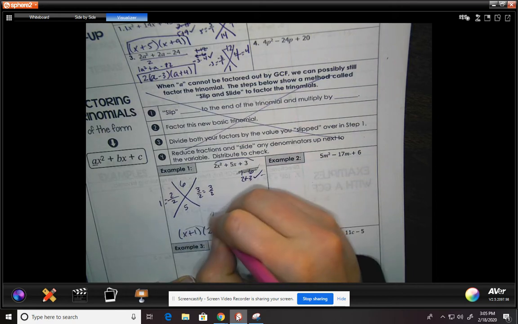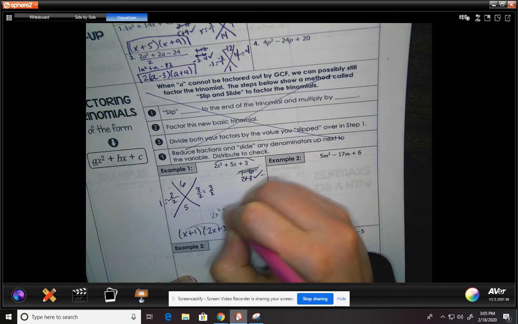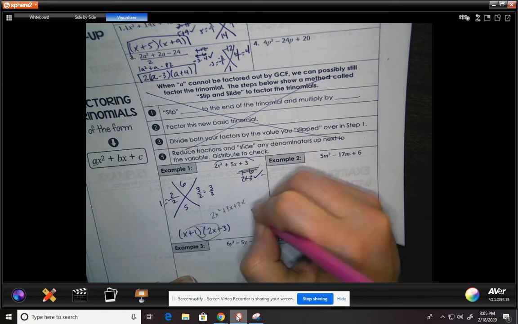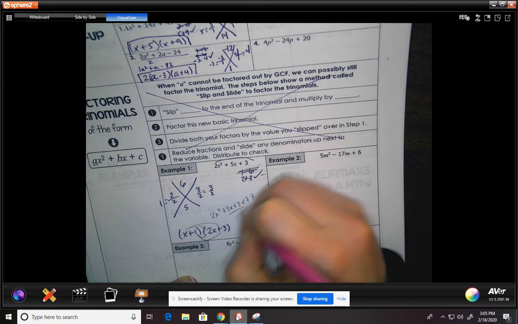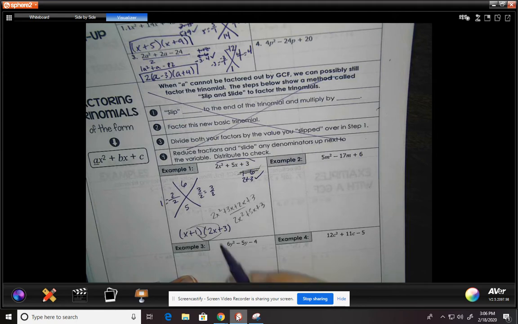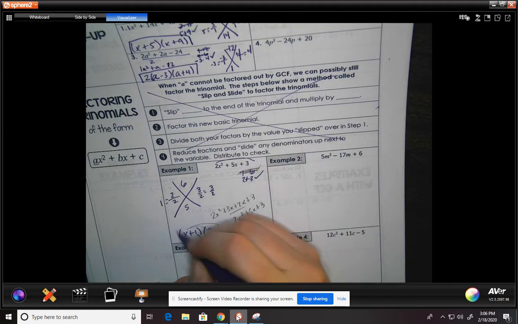This would give me 2x squared, this would give me 3x, this would give me 2x, and this would give me 3. When I combine, I get 2x squared plus 5x plus 3, which is back to my original answer. So there were 2 possible combinations here, but when you check it by double distributing, you get your correct answer. So this would be my answer.